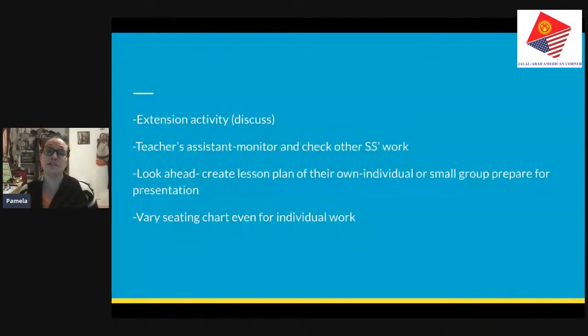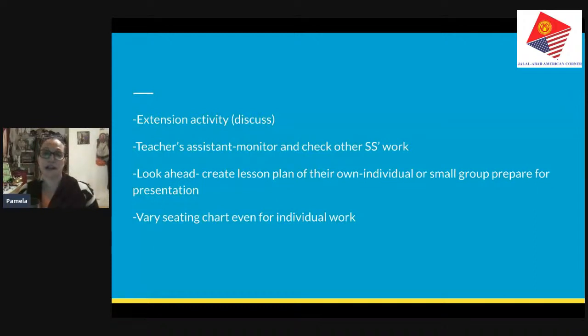You can turn them into a teacher's assistant. You can have them walk around, monitor, check other students' work. If you have a couple of strong ones that are done, you can go around and see if people are not as far along with the assignment, then they can, again, encourage them not to just give the answers, but help them, guide them to the answer.